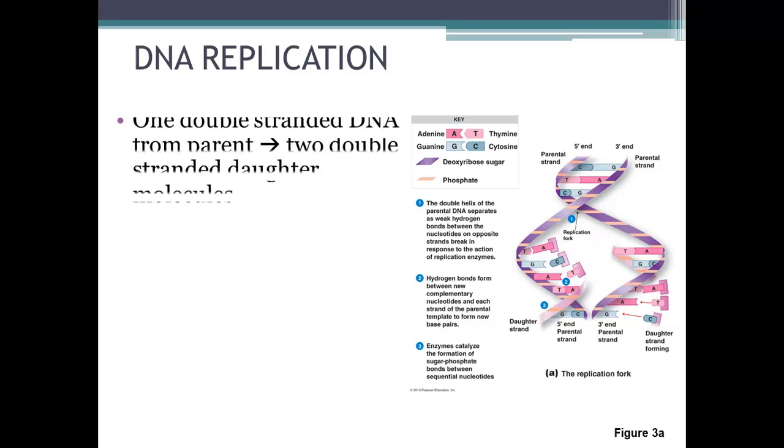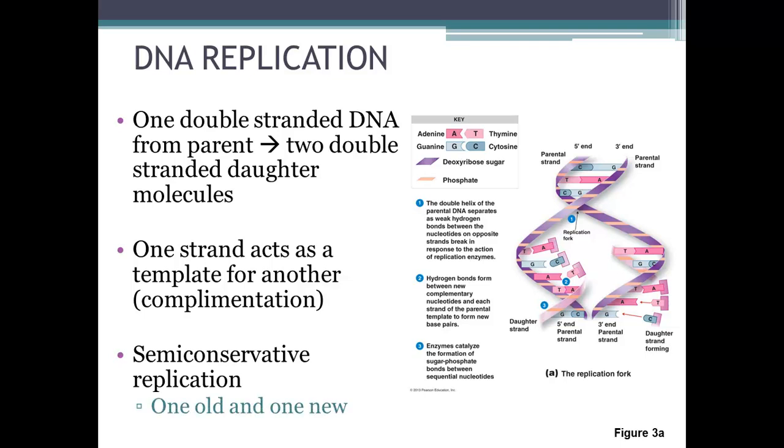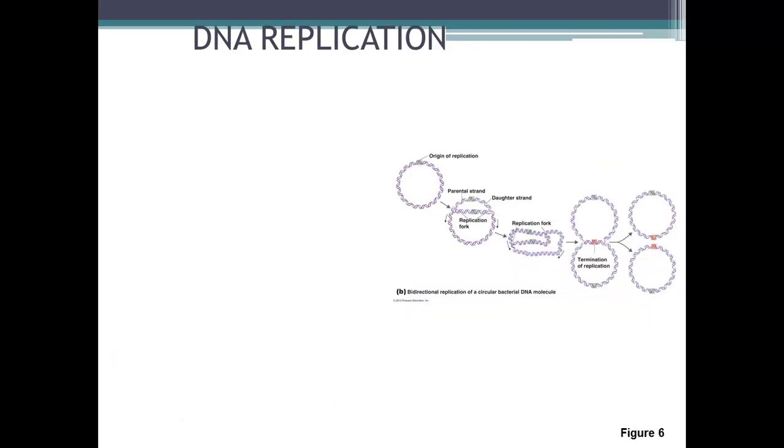In DNA replication, one double-stranded DNA from the parent leads to 2 double-stranded daughter molecules. One strand is going to act as a template for another, complementation. DNA replication goes through something called semi-conservative replication. You're going to have one old and one new. So we're going to separate these parent strands, and what we're going to end up having is one parent and one daughter, one parent and one daughter. So the two parents will never go back together.